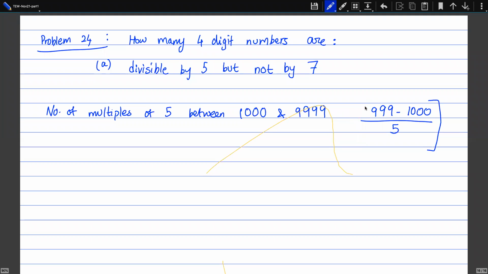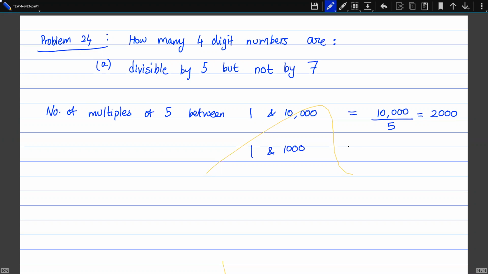So let me just do it the way you suggested initially: how many multiples of 5 between 1 and 10,000? Well, that's just 10,000 divided by 5, since 10,000 is already a multiple of 5. So this is 2,000. And how many between 1 and 1,000? Well, that's 1,000 by 5, which is 200. Now if I just subtract one from the other, 2,000 minus 200, that's 1,800. So there are exactly 1,800 multiples of 5 between 1000 and 9999, both included.